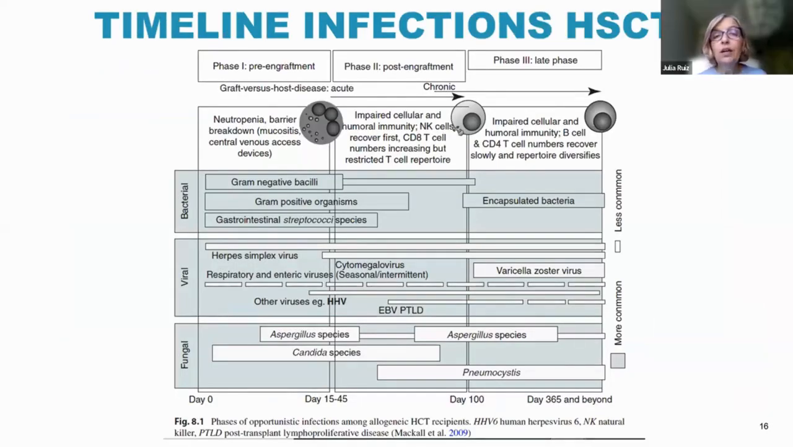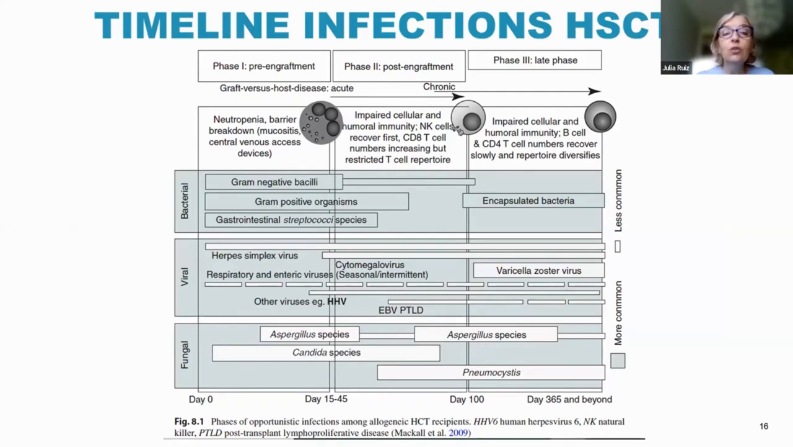This is a timeline of the infections that could occur in our transplanted patients. I think a lot of you probably do know this slide or this presentation because it has already been published in several places. But it's very visual, and you can see how the infections change during the phases of transplant. So in phase 1, the pre-engraftment, well, it's divided in pre-engraftment, post-engraftment, and the late phase.